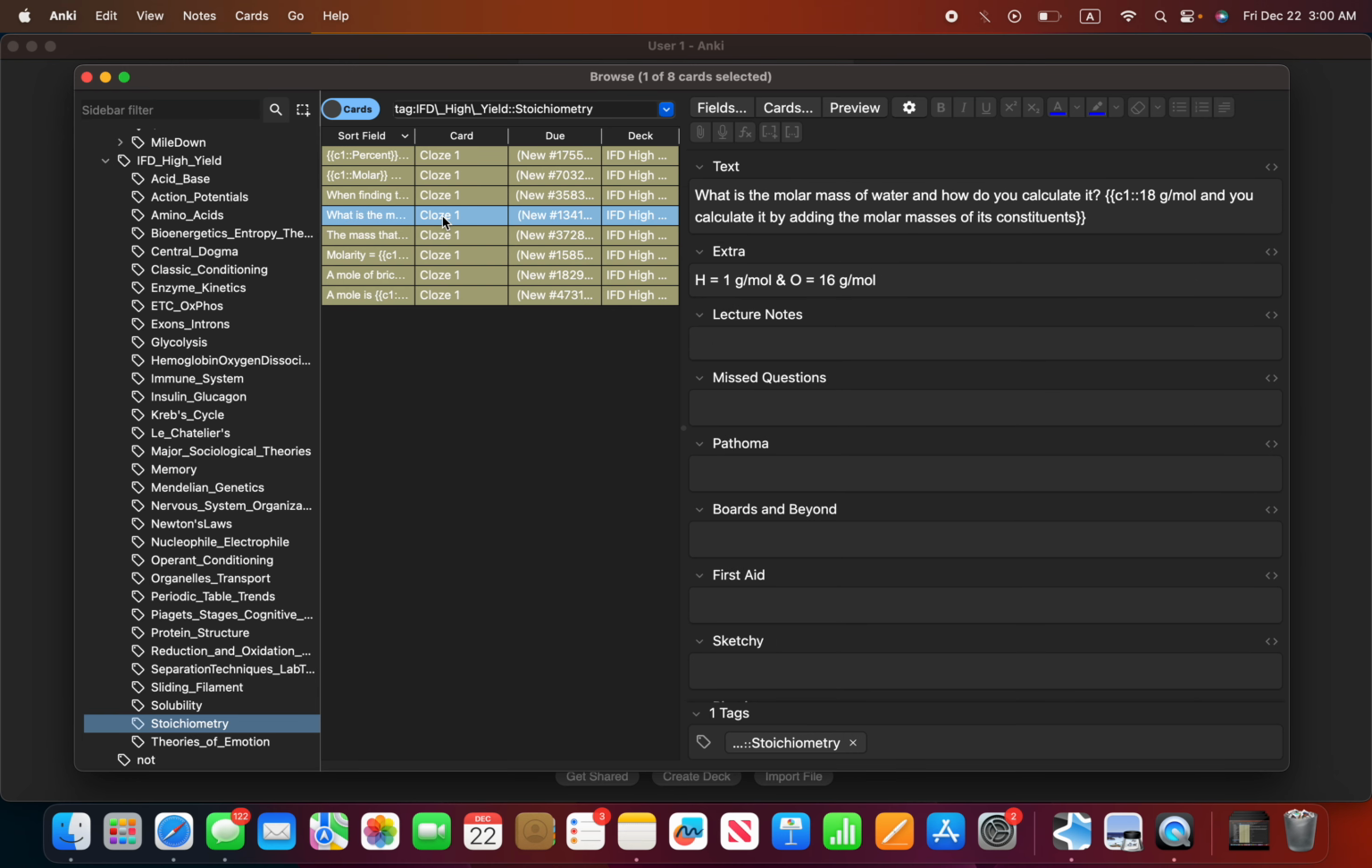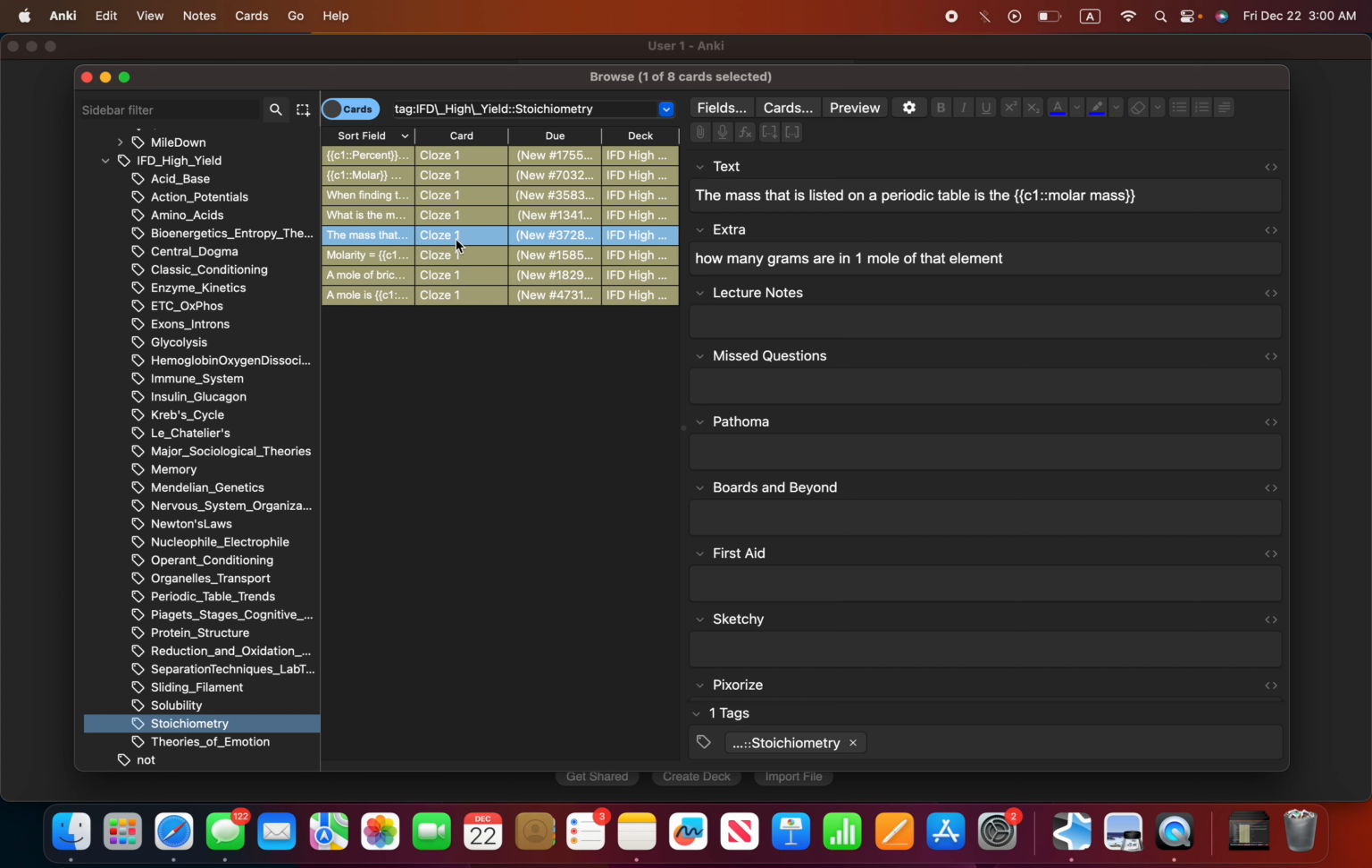Then we have, what is the molar mass of water and how do you calculate it? 18 grams per mole is the molar mass of water. And you calculate it by adding the molar masses of its constituents, hydrogen and oxygen. The mass that is listed on a periodic table is the molar mass: how many grams are in 1 mole of that element.